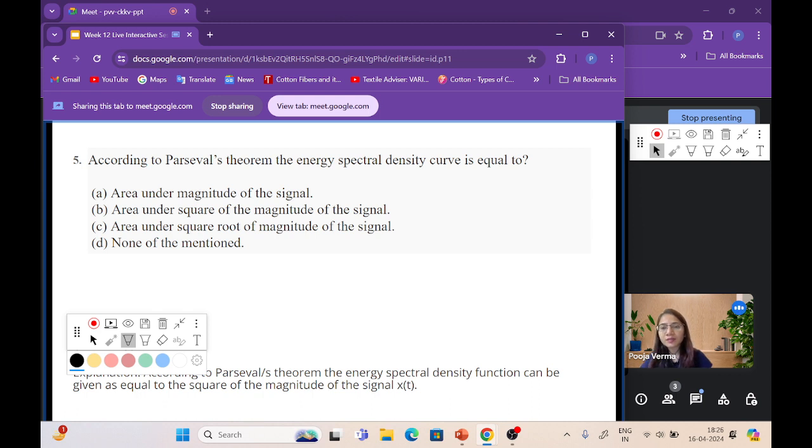According to the Parseval's theorem, the energy spectral density curve is equal to: option A, area under the magnitude of the signal; option B, area under square of the magnitude of the signal; or option C, area under square root of the magnitude of the signal; and option D, none of the mentioned.